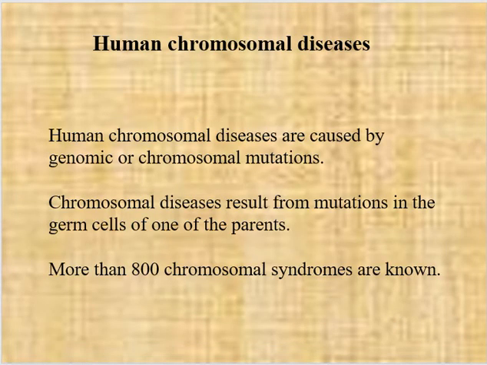Human chromosomal diseases. Human chromosomal diseases are caused by genomic or chromosomal mutations. Chromosomal diseases result from mutations in the germ cells of one of the parents. More than 800 chromosomal syndromes are known.